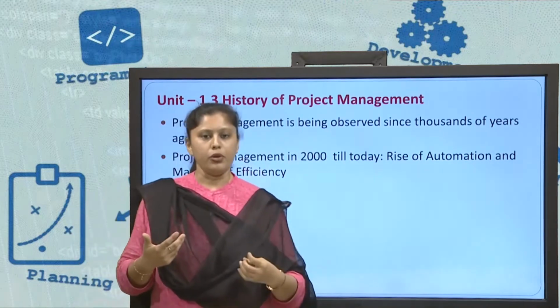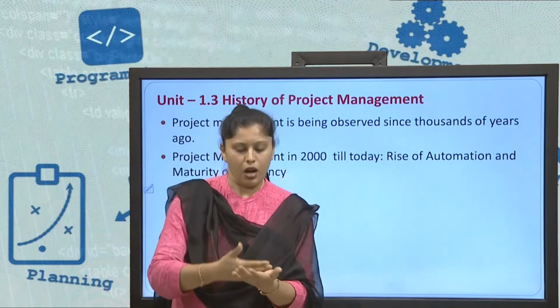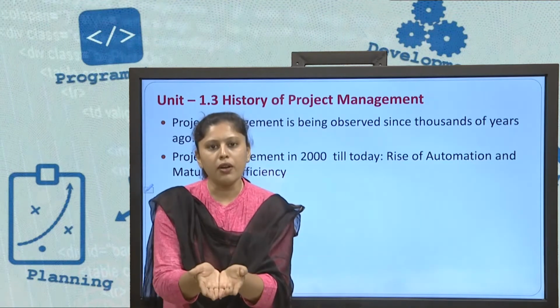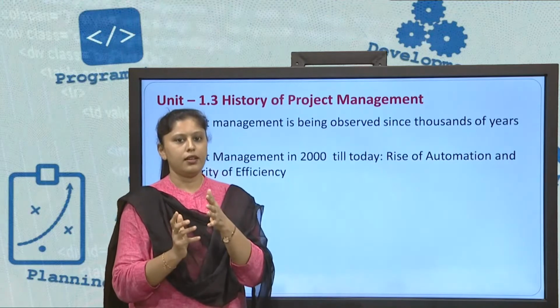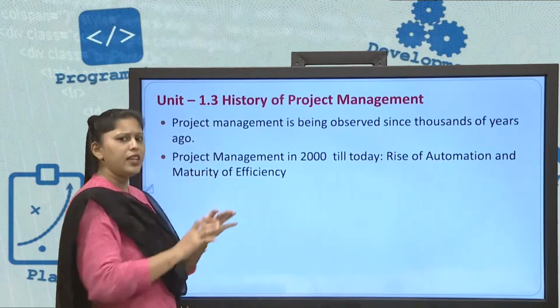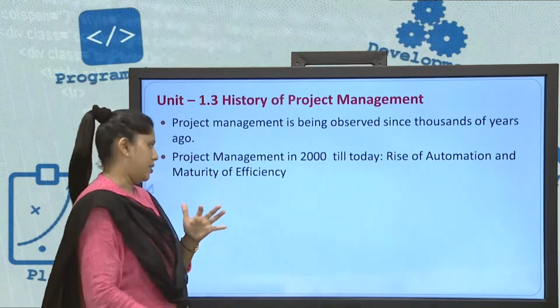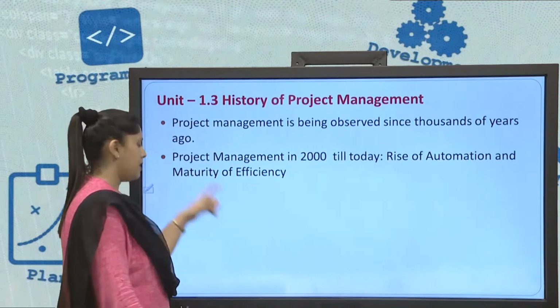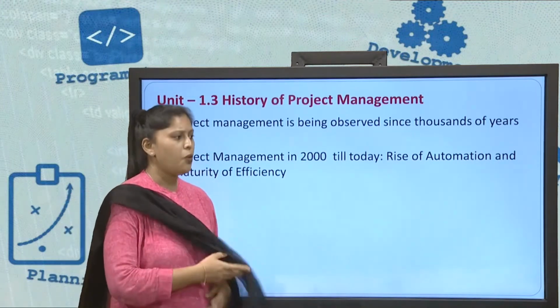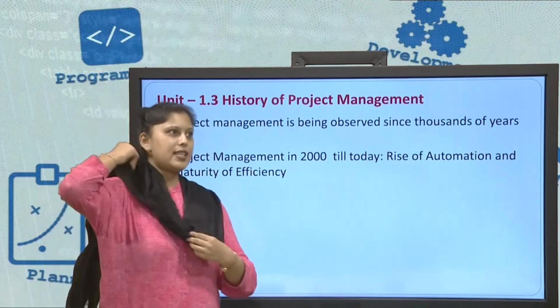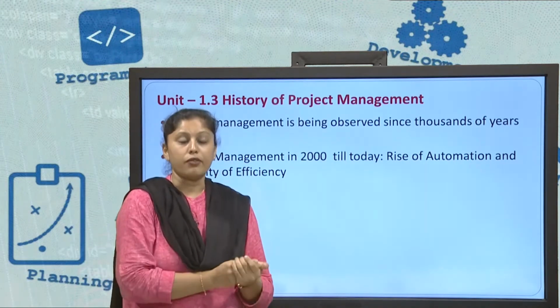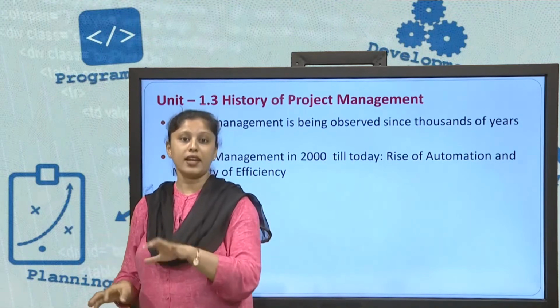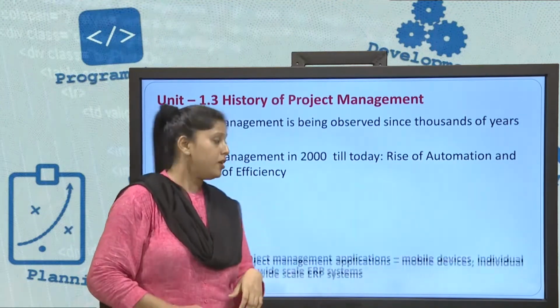You go to an airport, when you want to wash your hands, you just put your hand there and water comes out automatically, correct? So everything today is going to be automated. So there is the rise of automation, and maturity of efficiency. Now what is maturity of efficiency? It says that whatever products and software we have today are very efficient. We do not find any flaws in that software.